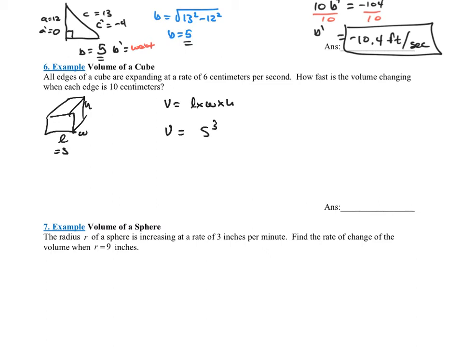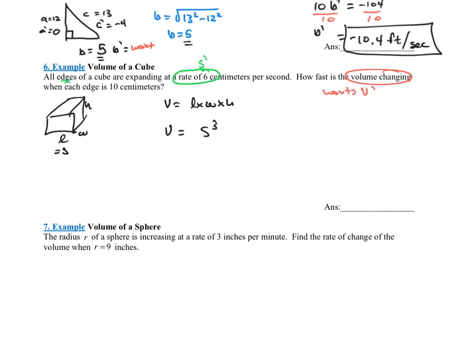So let's look at this. What's given to us? We need some given information. It says it's a rate of 6 centimeters, and it says those are the edges. So that would be what S prime is. That's the rate at which the edges are changing. It wants to know what volume is changing. So it wants V prime.